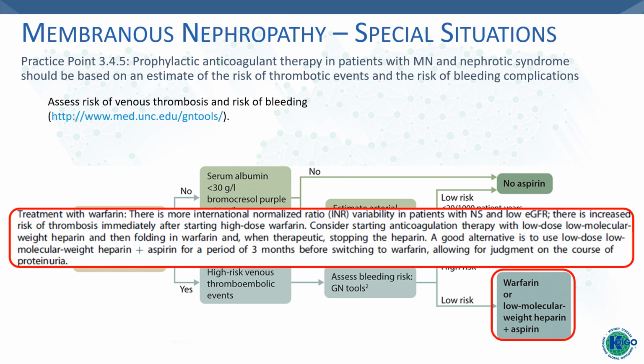We all know that using warfarin in nephrotic patients, especially with low GFR, has multiple variability. So some physicians may prefer using warfarin and low molecular weight heparin, and once they reach the targeted INR, they will stop the low molecular weight heparin. But a good alternative is to use low molecular weight heparin plus aspirin for about 3 months until the patient is stabilized and has improvement of proteinuria. Then you can start warfarin at this point.